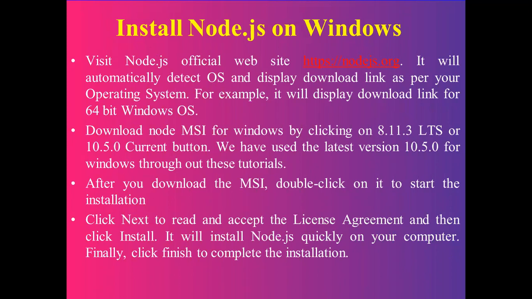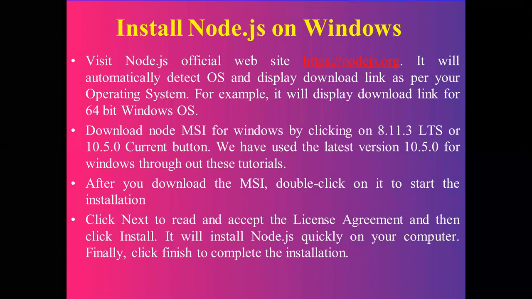Okay, after downloading that version, install it. This is the general procedure for installing any software. Whenever you download Node.js for Windows, download the latest version with LTS, that is, long term support. After downloading, install it by accepting the terms and conditions, and then finish the installation.